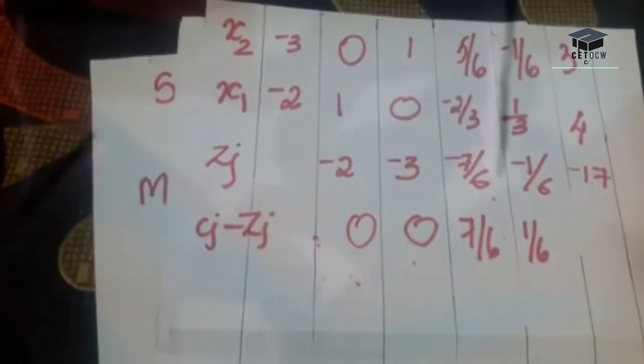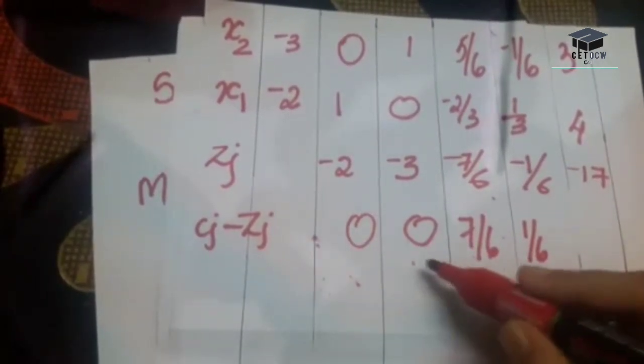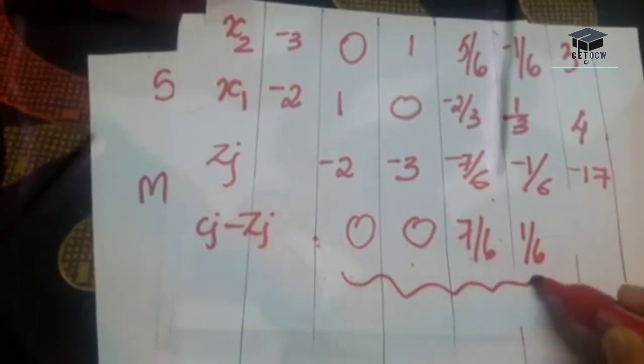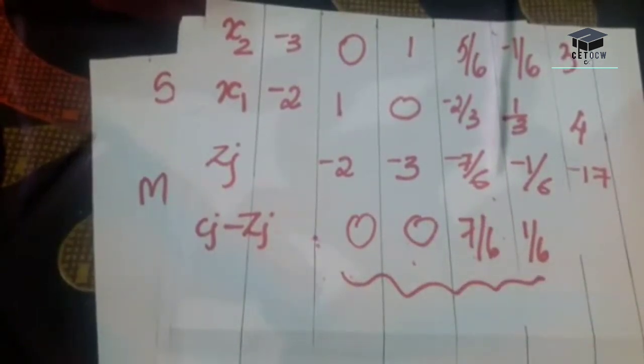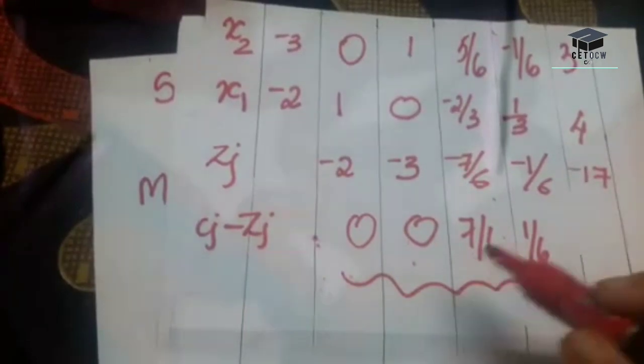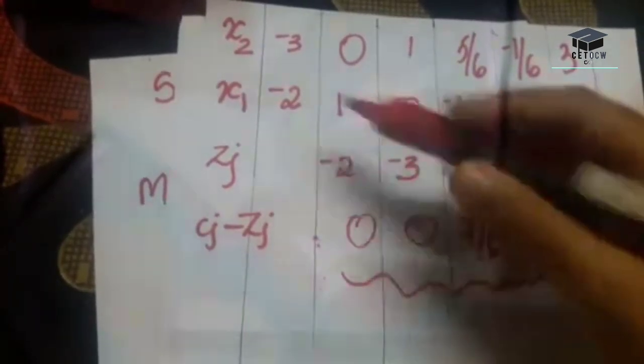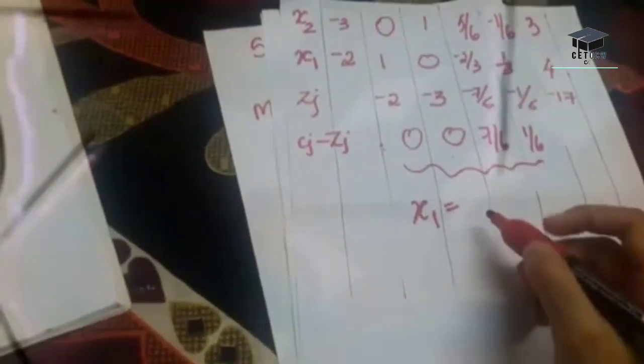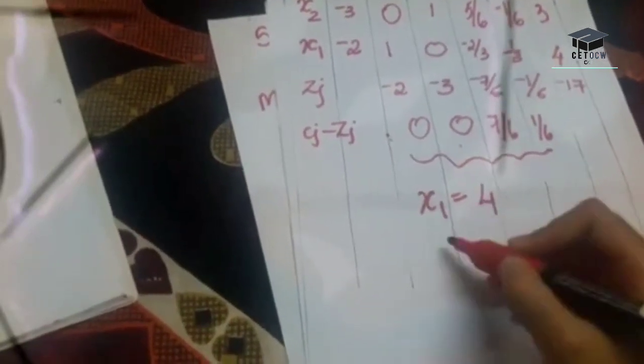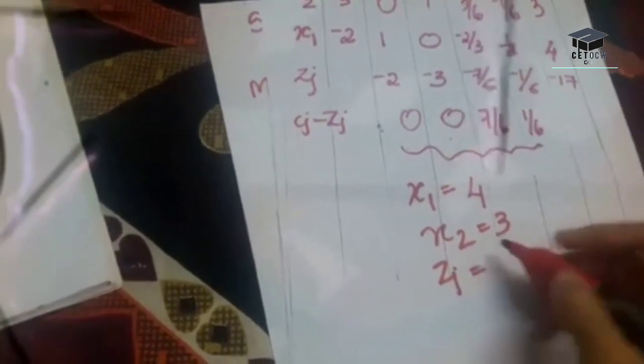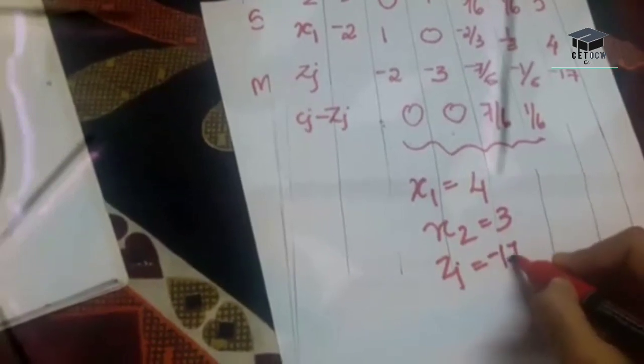So now for our minimization problem, we have got all the values 0 and greater than 0. So we have got the optimal solution. And now what are our x1 and x2? x1 is equal to 4 and x2 is equal to 3, and the optimum Zj value, that is the minimized Zj value, is minus 17, and we have solved our minimization problem.